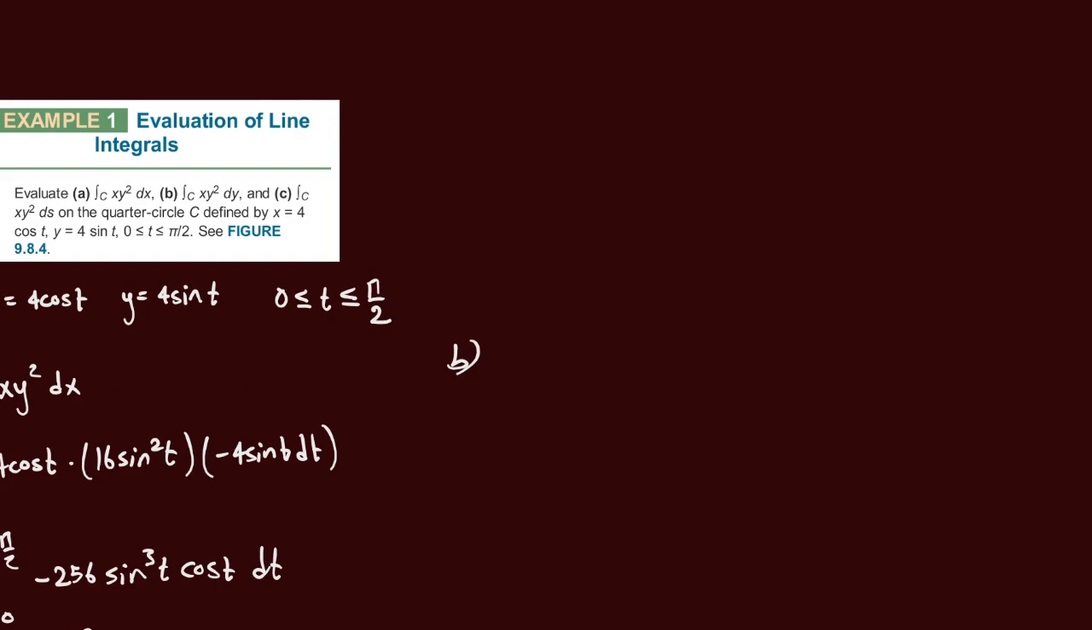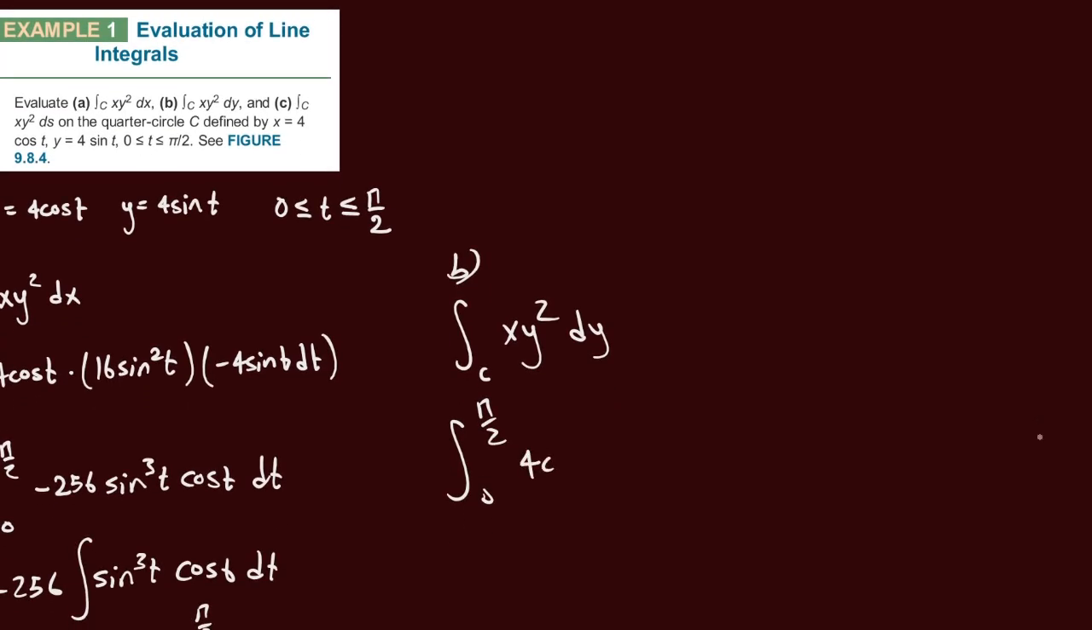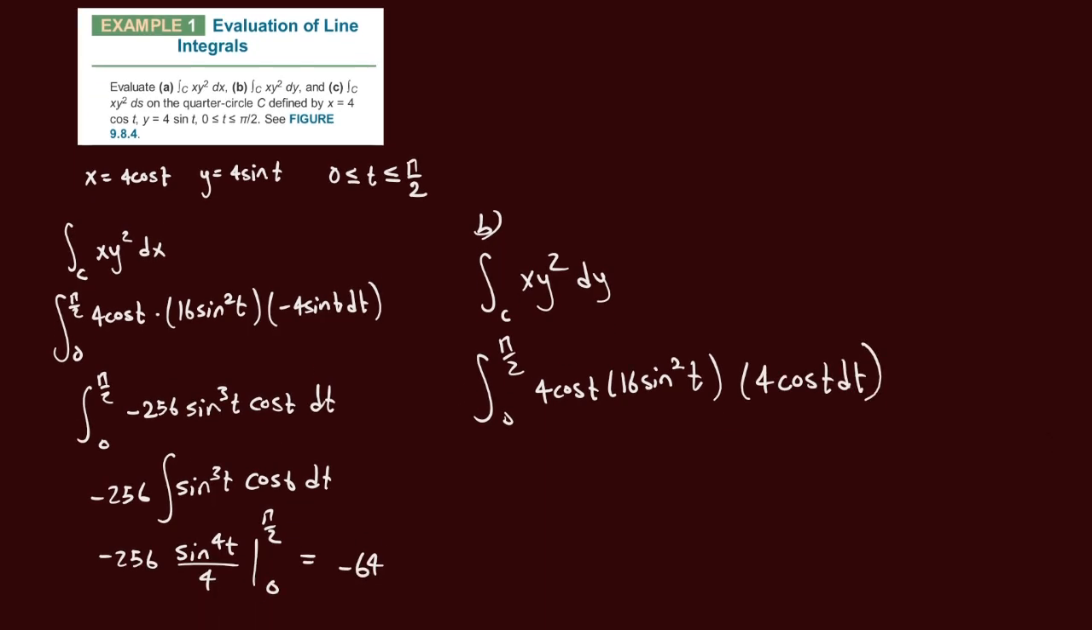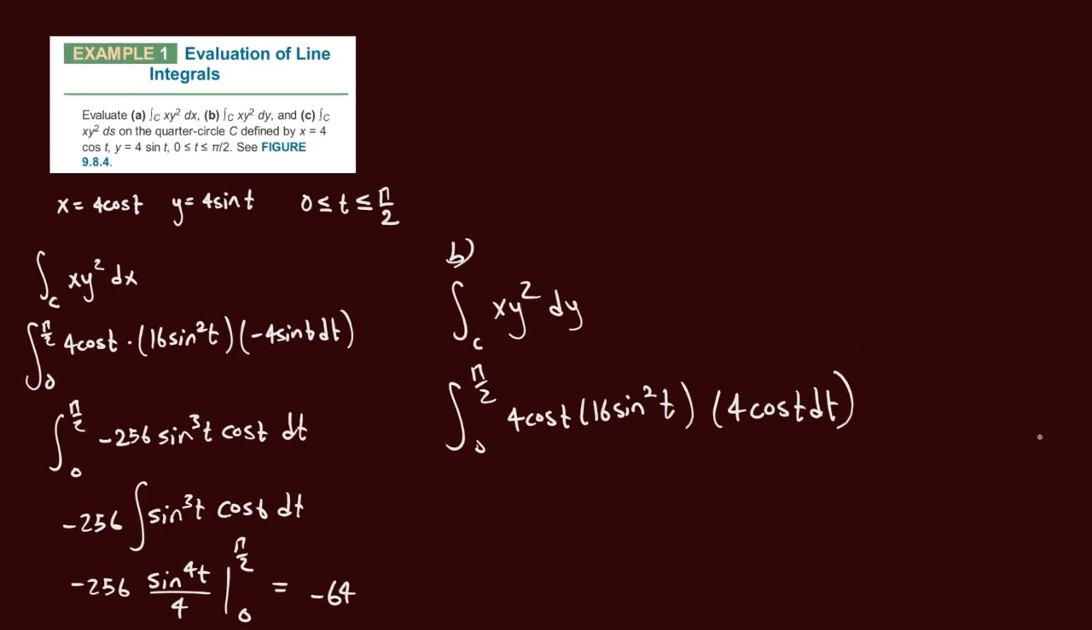Now for part B, it's the same integral, but we're integrating with respect to dy. So let's just plug in everything again. So it's 4 cos t, 16 sin squared t times differentiate y. So 4 sin t differentiated, that's 4 cos t dt. Okay, and let's combine everything.